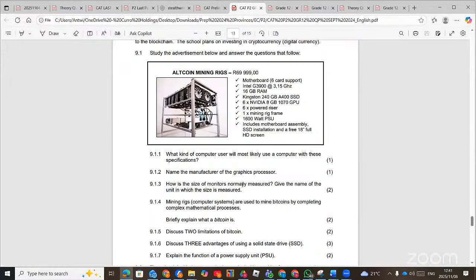How is the size of the monitor measured? Diagonally. They are talking about the size, they did not talk about the unit of measurement. Give the unit, which is inches. Then you talk about that. Bitcoin: explain what a Bitcoin is. It's a digital currency. Limitations of digital currency like Bitcoin, we discussed it. It's not regulated, criminals also use it, and others.